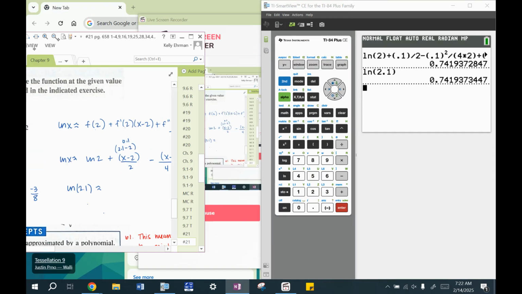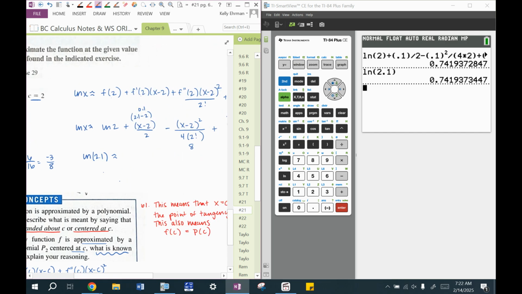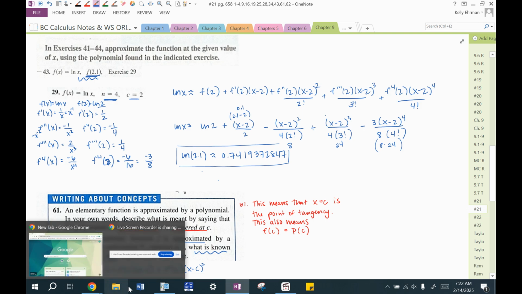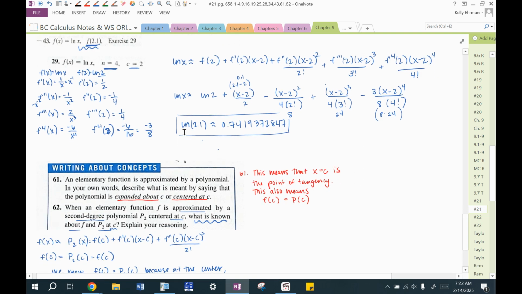All right, so what did that say? Let me split screen here. 0.74193728847. I like to write the whole thing because the next question is usually something about how far off are you. We haven't gotten there yet as of today, but I like to write the whole thing out.